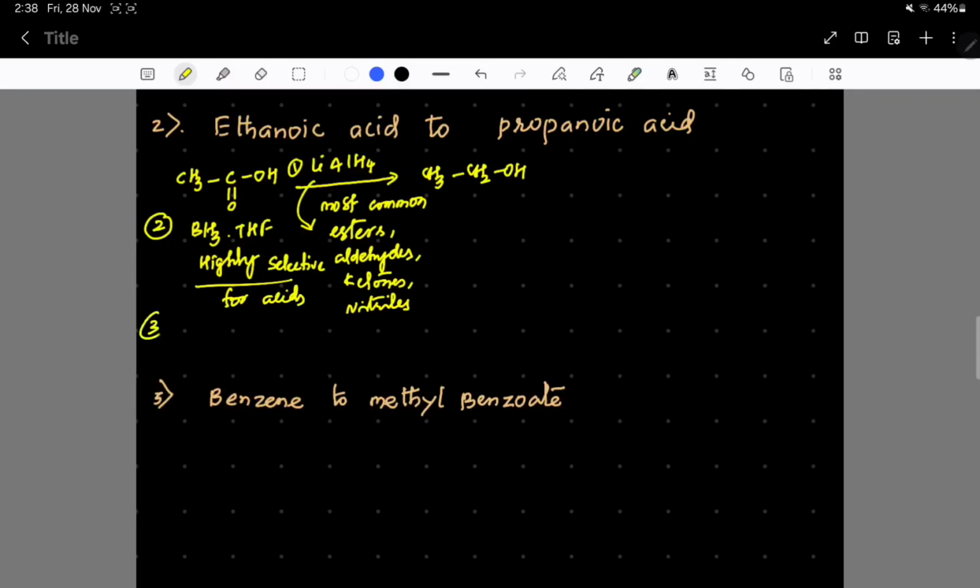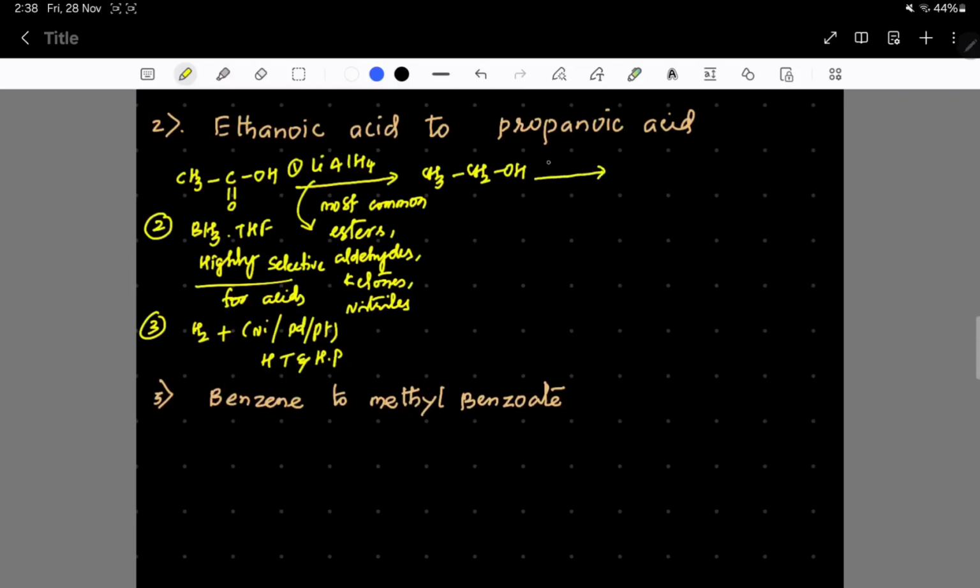The third also you can use: hydrogen with a nickel, palladium or platinum catalyst under high temperature and high pressure conditions, and it will give alcohol. You can follow any one of the methods, but generally the most common method is lithium aluminum hydride as a reducing agent.